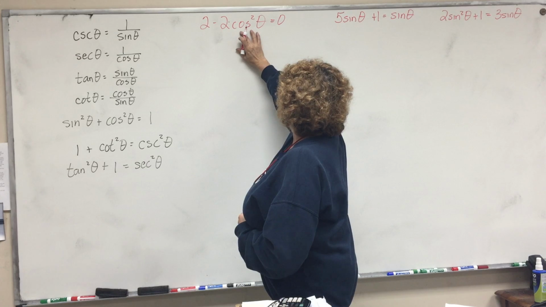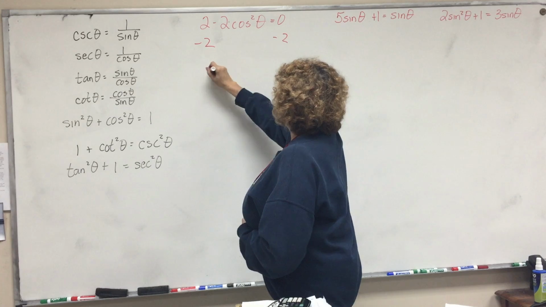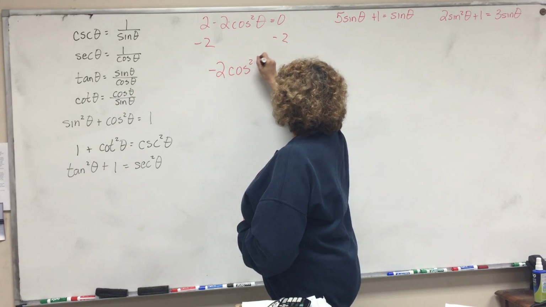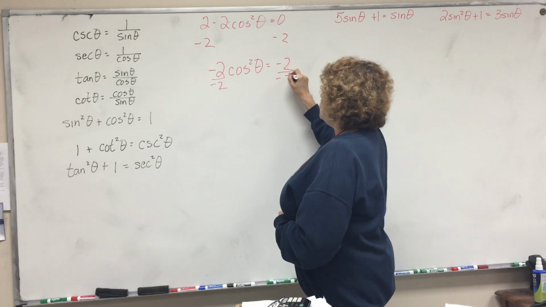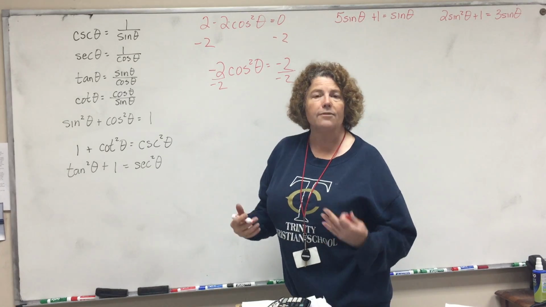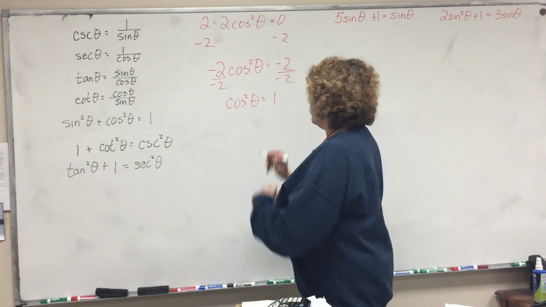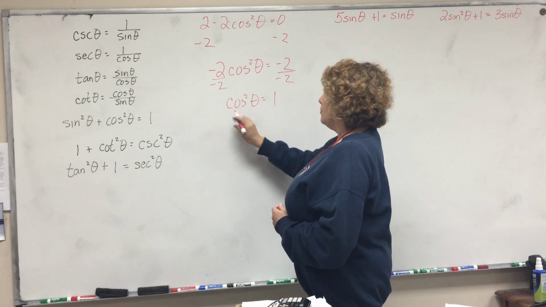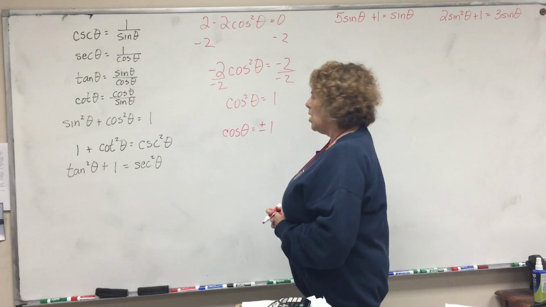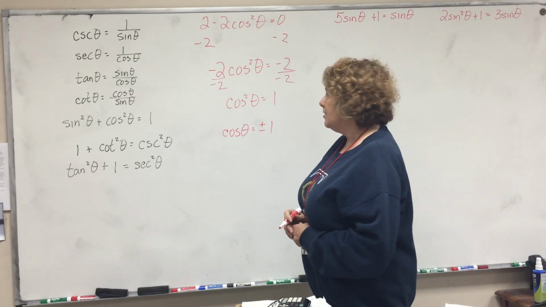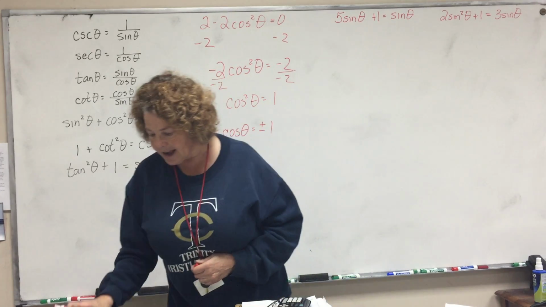First, you want to solve for cosine of theta. So I'm going to move my 2 over, so I have negative 2 cosine squared of theta equals negative 2. Then I'm going to divide by negative 2. You want to get the cosine or the sine or whatever by itself. So I get cosine squared of theta equals 1. Get the square root of both sides, so the cosine of theta equals positive or negative 1. Now you can use your calculator and do second cosine 1, second cosine negative 1.